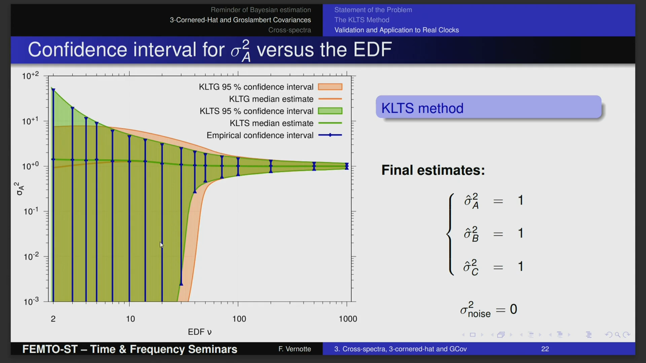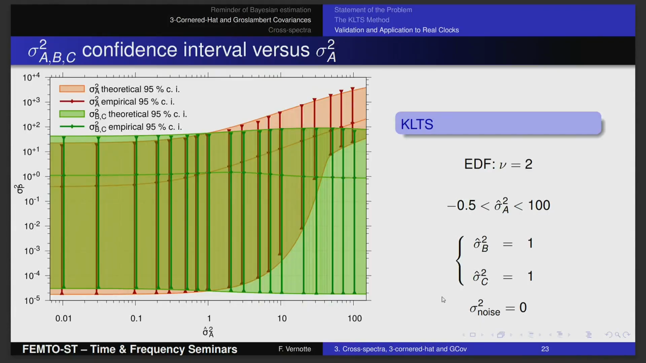KLTS gives very good results, even for very low EDF. This is an example with 3 estimates which are at the same level. We have one for A, one for B, one for C, and we neglect the noise in this case, but we can do that by changing the variance of one of the clocks.